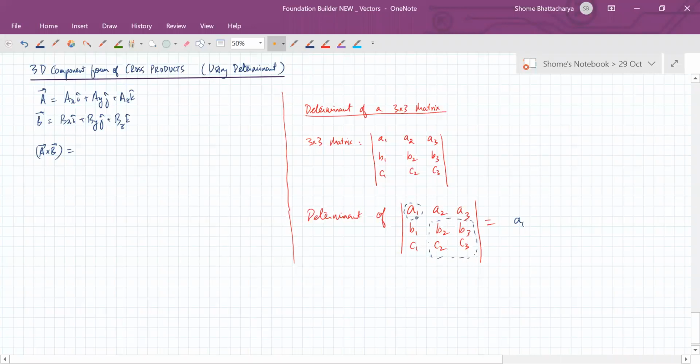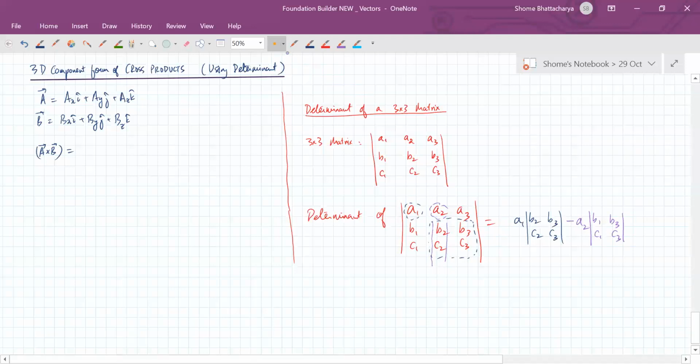Once we take A1 out, take the first row and first column out. So we are left with B2, B3, C2, C3. Next, you take A2 out, but the middle term A2 always comes with a minus sign in between. Now take the first row and second column out, so remove the middle column. We are left with the first and third columns, that is B1, B3, C1, C3.